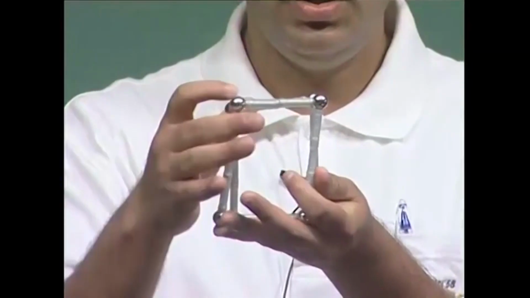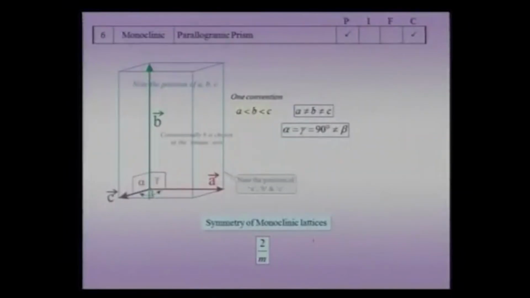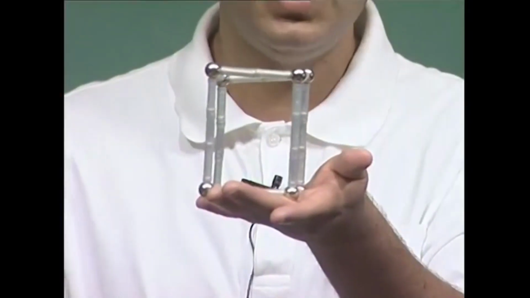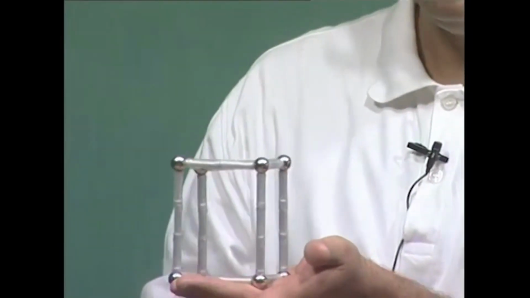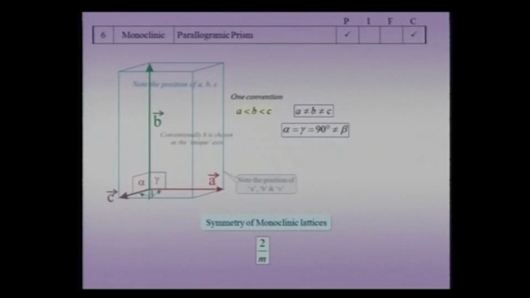But now suppose in addition I squash this in such a way that I distort it, such that A is not equal to B is not equal to C remains, but one of the angles is also made different from 90 degrees, which is this included angle. As you can see from this figure, this angle beta is not 90 degrees, but the other two angles are 90 degrees still. So, alpha and gamma continue to be 90 degrees and beta is not 90 degrees.